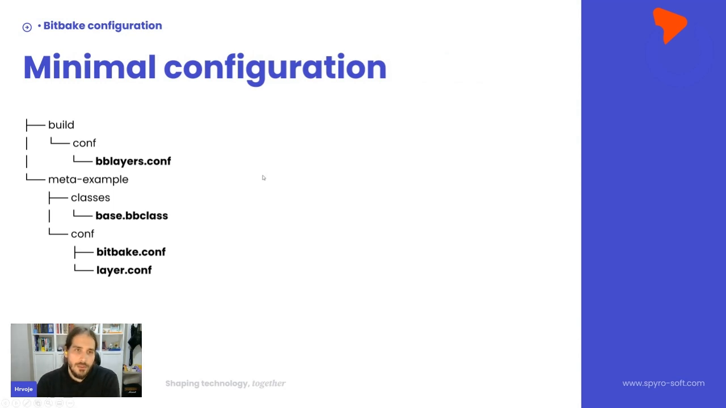So it's not really required for these directories to be called build and meta-example, but this is the usual convention. And we would run BitBake from the build directory. So what BitBake would do, it would look for conf/bblayers.conf, and in there it would see which layers are defined. In this case, it should be one layer, meta-example, and then in meta-example, it will look for layer.conf. It would also look for bitbake.conf and the base class.